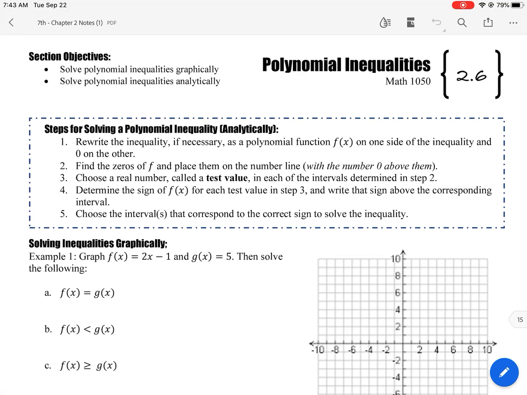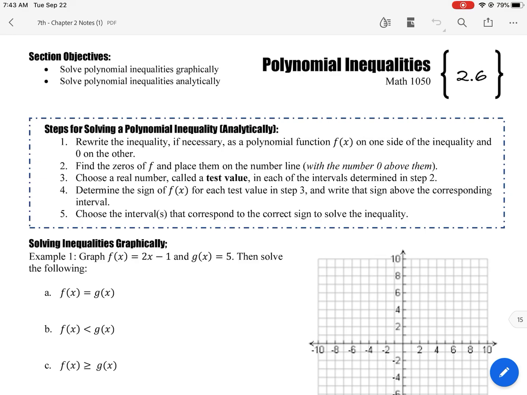these inequalities. So first of all, I would rewrite the inequality if necessary as a polynomial function on one side of the inequality and then 0 on the other. So I do think that's important. Set the inequality equal to 0 in essence. Okay, then we're going to find the zeros and place them on the number line, right?